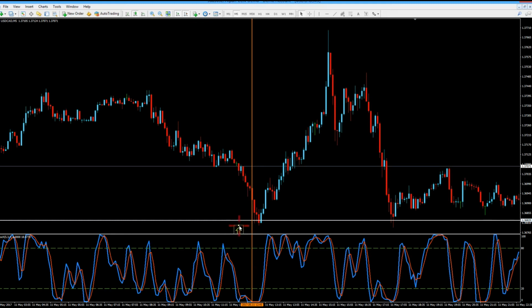But again, your price action analysis is very important. If you don't know that, you will be randomly entering trades just because stochastic is signaling oversold or overbought. So pay attention to price action.